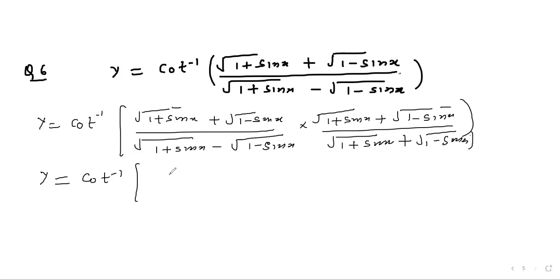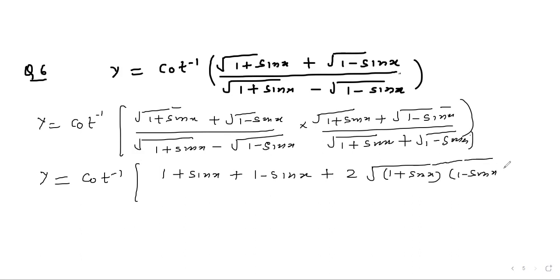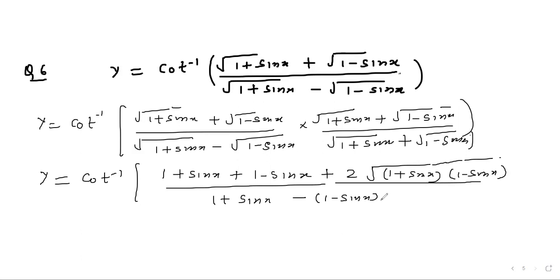Numerator will become (a plus b) whole square. So that will give 1 plus sine x plus 1 minus sine x plus 2ab. That is twice of root of (1 plus sine x) multiplied by (1 minus sine x), and that will become 1 minus sine square x, and that will give ultimately cos x. And here it will become (a minus b)(a plus b), so that will become 1 plus sine x minus 1 minus sine x.